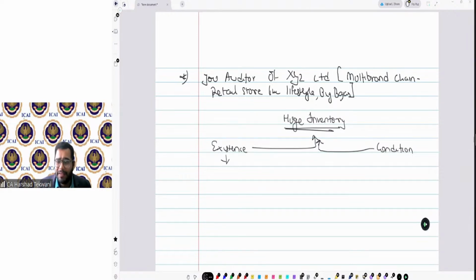How will you verify the existence of the inventory? Good, Tanisha. Very good. Come on, guys. How will you verify the existence of the inventory? Simple. One simple question. And the answer is pretty much easy. All of you have done this. I know. All of you. Verification of the existence of inventory.